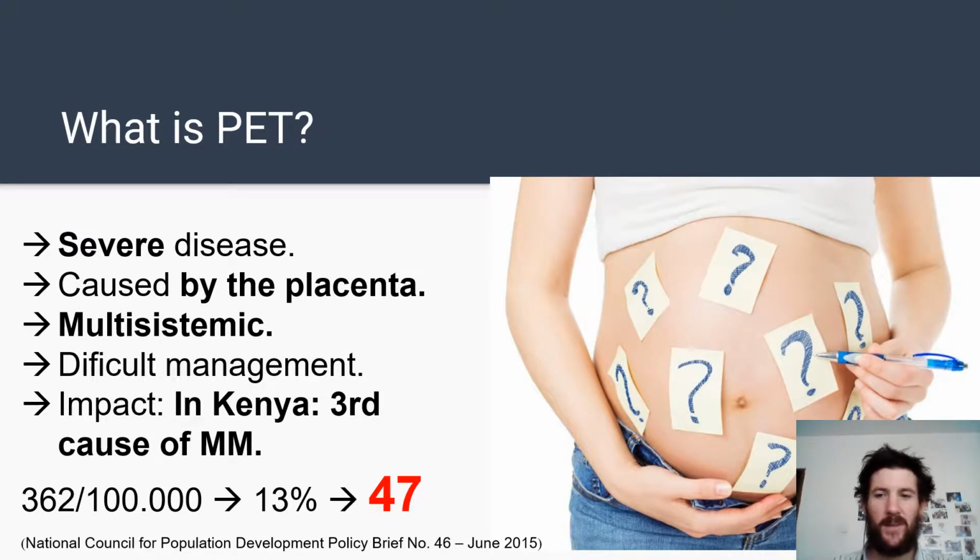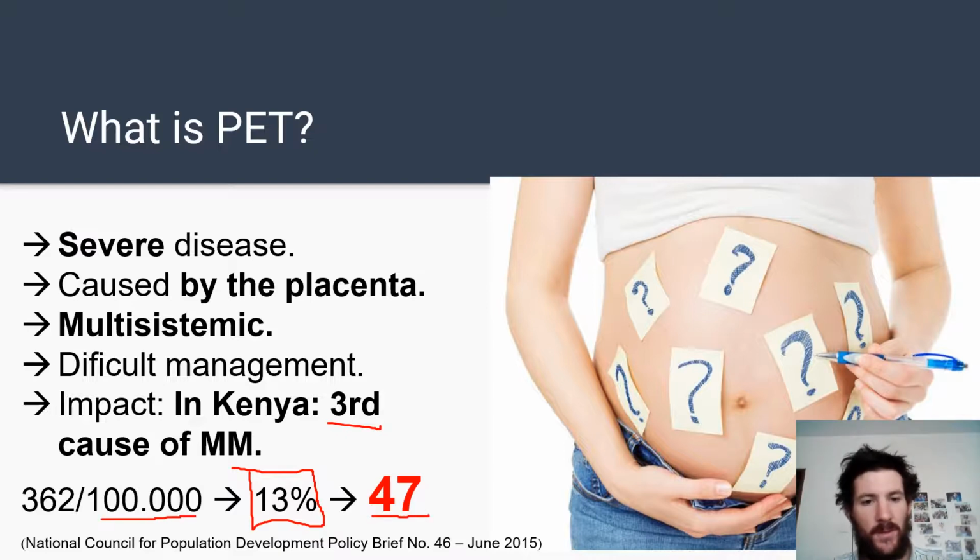So what is the impact of this disease? The impact in numbers here in Kenya is important because it's the 3rd cause of maternal mortality. 13% of all maternal mortalities are because of preeclampsia. That means that 47 mothers per 100,000 die every year because of preeclampsia. These are numbers from the NCPD department of Kenya.